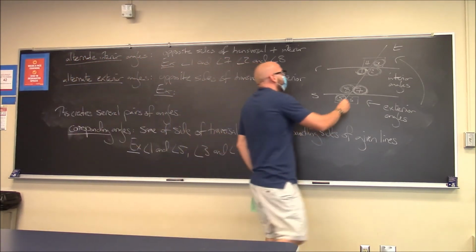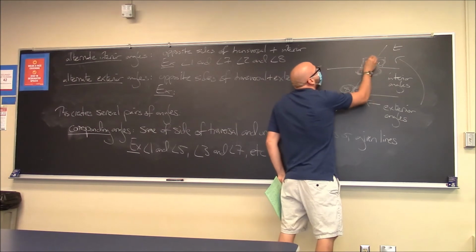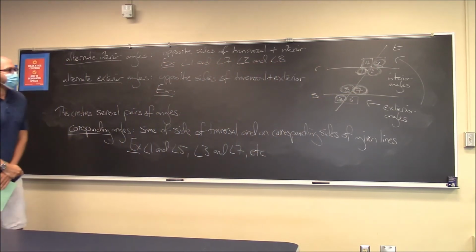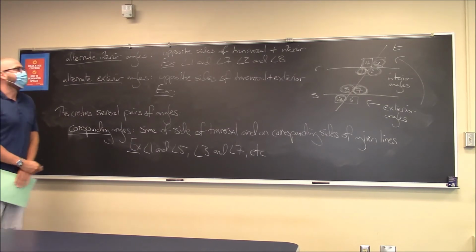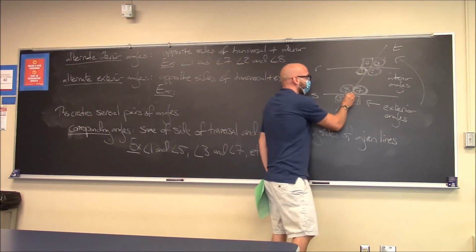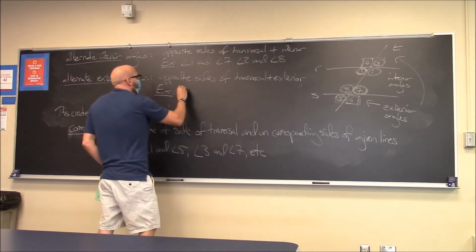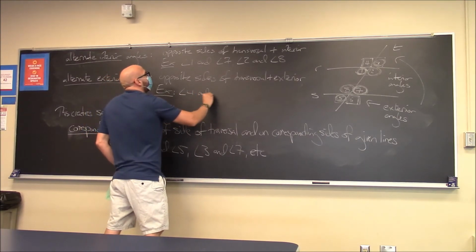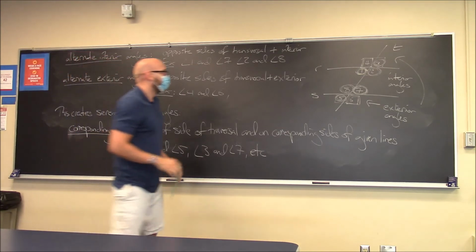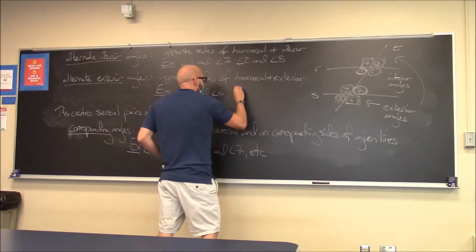So let's see, I'll choose 1, 4. What's the corresponding alternate exterior angle for 4? Yeah, 6, right? Got to be exterior and on the opposite side of the transversal. So 4 and 6. Angle 4 and angle 6. And lastly, we've also got 3 and 5.